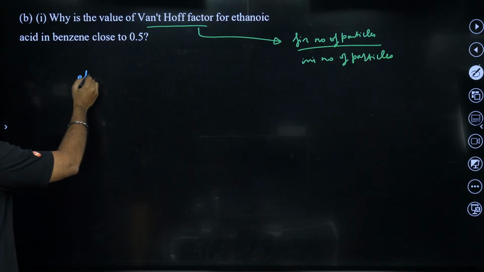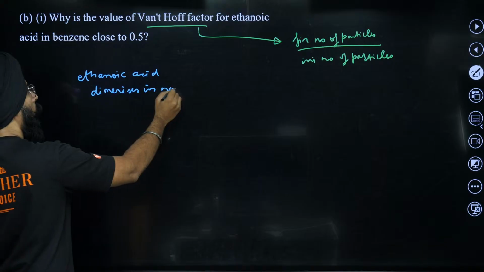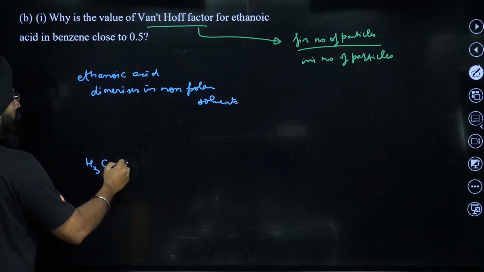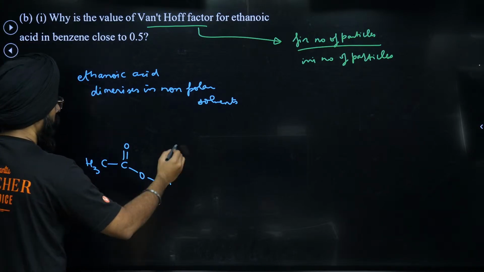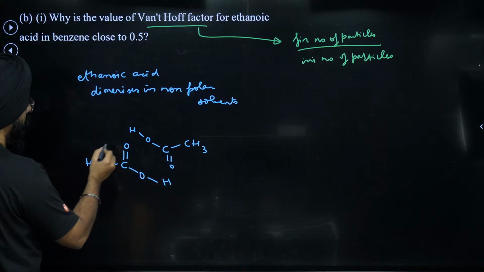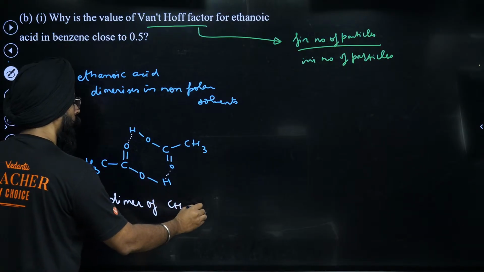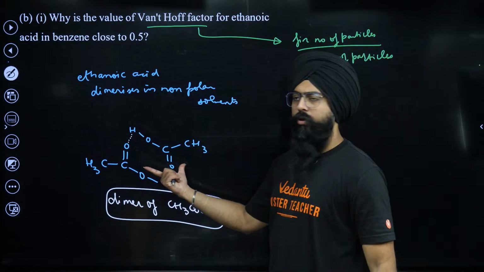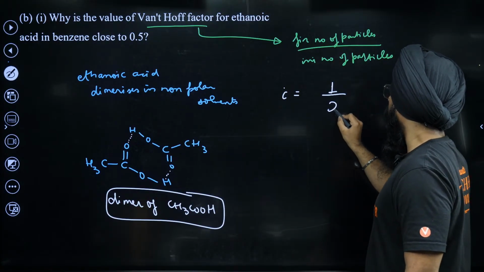Now, what happens is that ethanoic acid dimerizes in non-polar solvents. So two molecules of ethanoic acid will dimerize with each other. Let me show you how that will happen. These will attract each other in this manner. This is the dimer of CH3COOH. So if I put two particles of ethanoic acid inside the solvent, they will create one final particle. So my Van't Hoff factor will become 1/2.